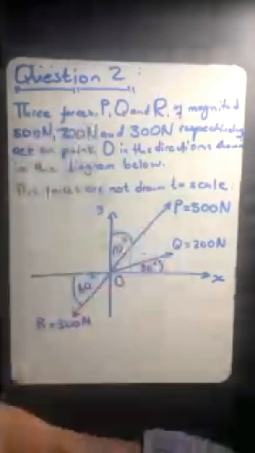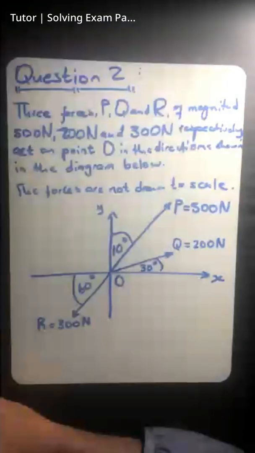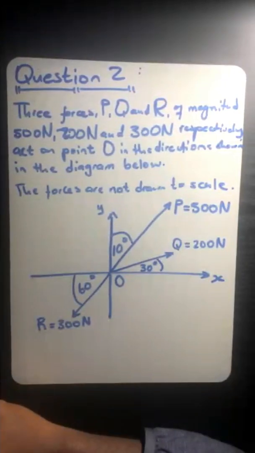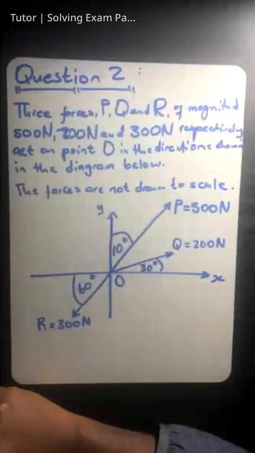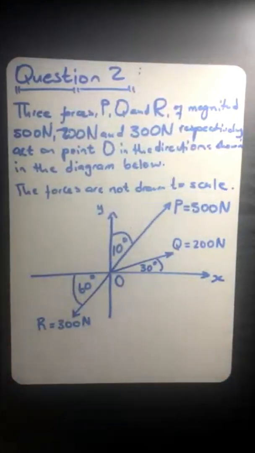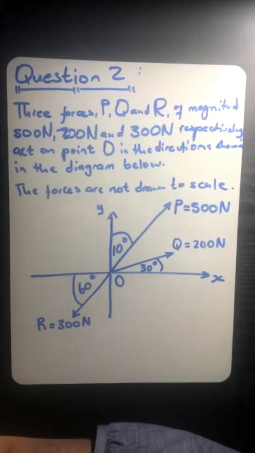3 forces P, Q, and R of magnitude 500 Newton, 200 Newton, and 300 Newton respectively act on point O in the directions shown in the diagram below. The forces are not drawn to scale. Very, very much important, ladies and gentlemen, that at all times, when you read through the given statement, you take note of the important information.